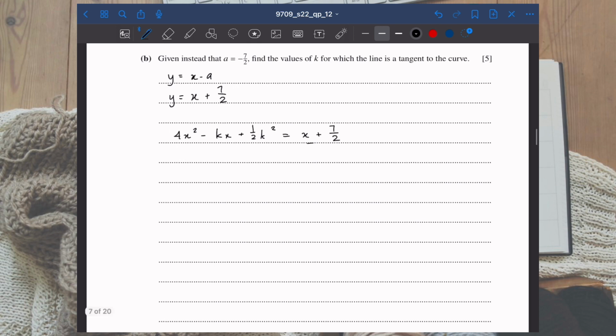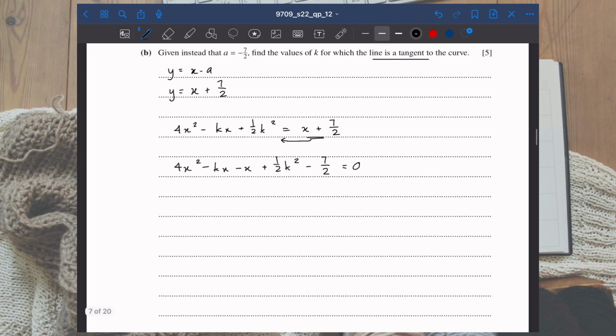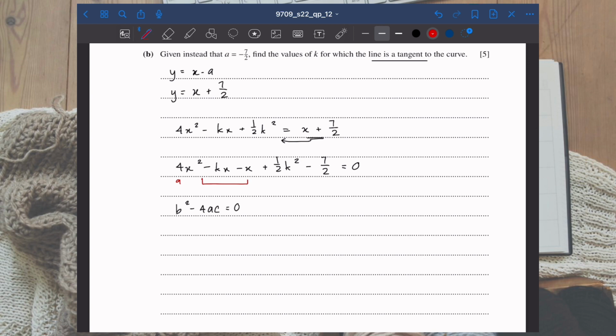And we'll rearrange this equation to move it to the other side. 4x squared minus kx minus x plus 1 over 2 k squared minus 7 over 2 equals 0. So since the line is a tangent to the curve, it means it intersects the curve only at one point. So we can use the equation b squared minus 4ac equals 0. So our a value will be 4. Our b value will be negative kx minus x.